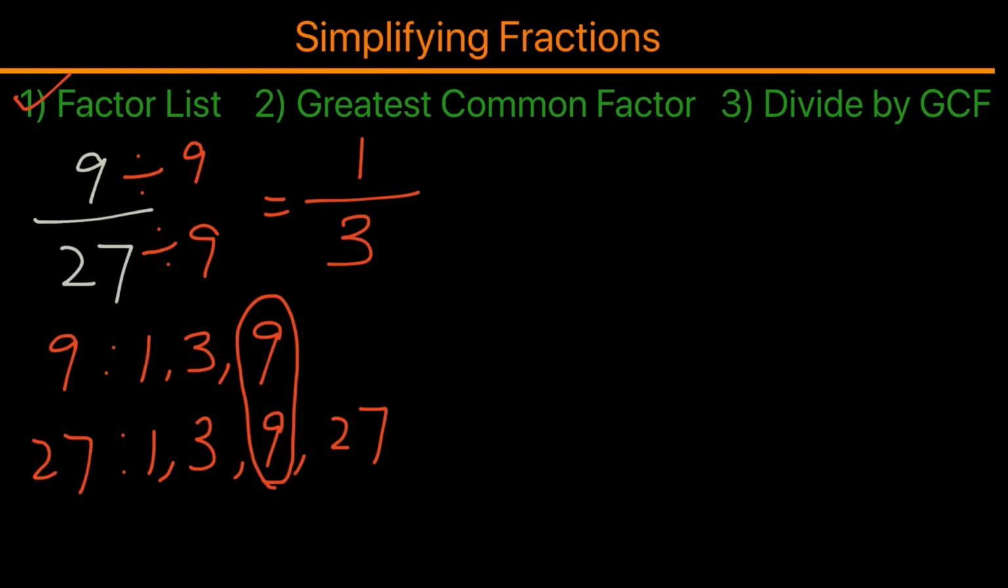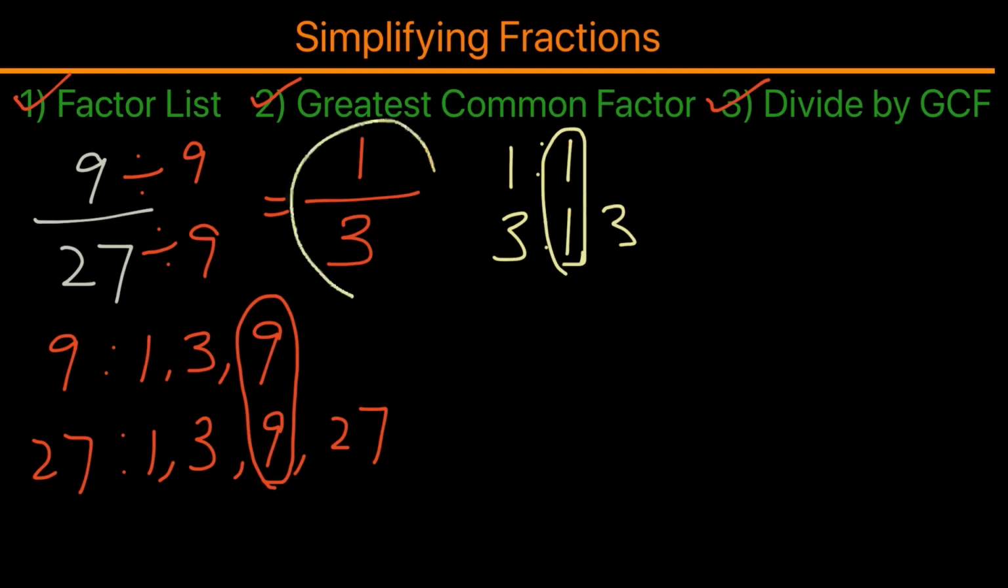And to check on the answer, making sure that we've done everything correctly, we'll look at 1 and 3. 1 can only be 1. For 3, 1 times 3 is 3, and then we have 3. We see the common factor being 1, so we know this is the answer.